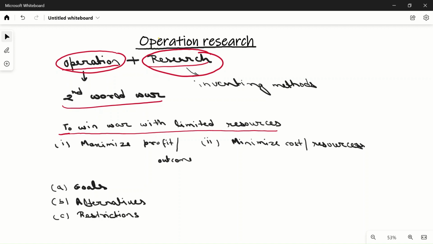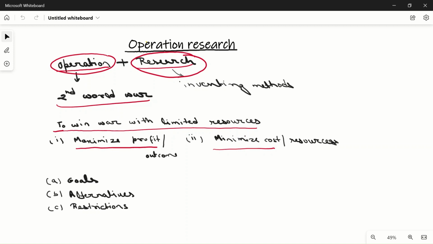In today's context, how is operation research used? It is mainly used in industry to maximize profit or minimize cost. As we know, companies have limited resources, so using those resources, you have to maximize the profit or do cost cutting. So in operation research, mainly we have to best utilize our available resources. We do this in three steps.